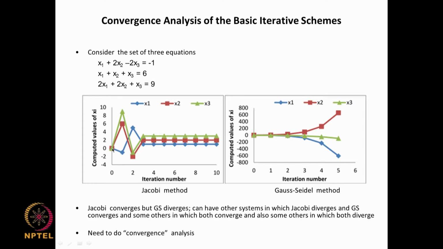You can see that we start with 0 values for all 3, and at the end of the first iteration, x1 has decreased to something like minus 1.5, and x2 and x3 have increased. At the next step, x1 has increased from a negative to a positive value and the other 2 have come down. At the next step, x2 has again come down, x1 has come down, and x3 and x2 have come up, and after that there is very little change.